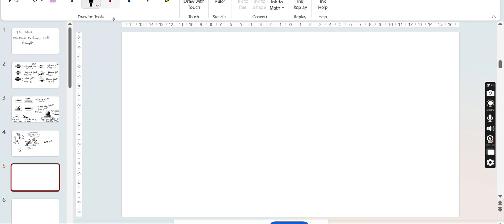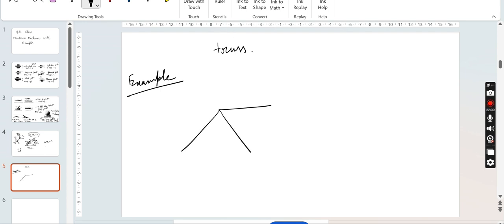Now let us go into some truss problems. So first example, the problem is given in your quiz. So I'm not going to solve it. I'm just going to give you some hints.